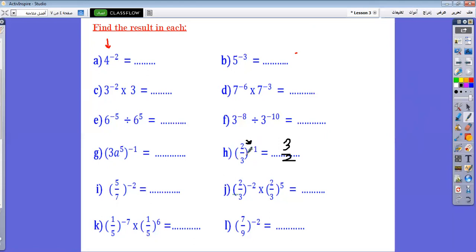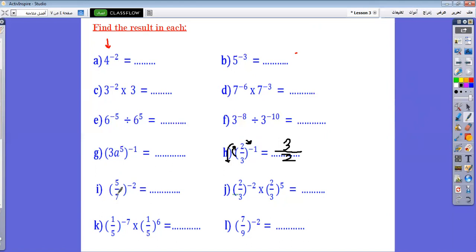You have here 2 over 3, all power negative 1. We agreed that when you want to get the positive power, you get the reciprocal. Here it is 2 over 3, so what is the reciprocal of this fraction? 3 over 2, all power 1, so it will be 3 over 2.